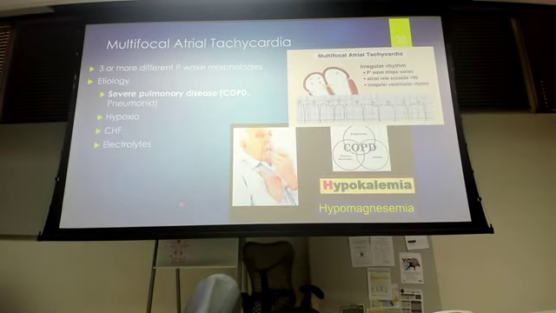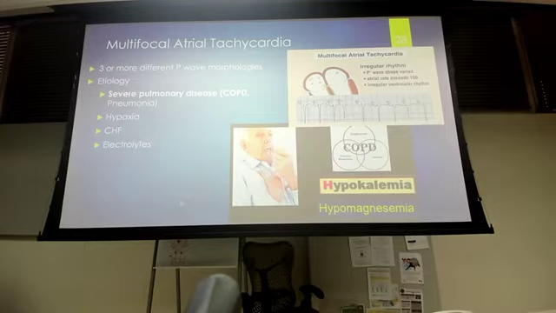Another narrow complex irregular tachycardia is something called multifocal atrial tachycardia. So if I say multifocal atrial tachycardia, where is the depolarization coming from in the atria?